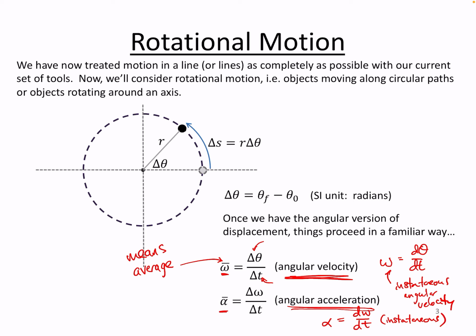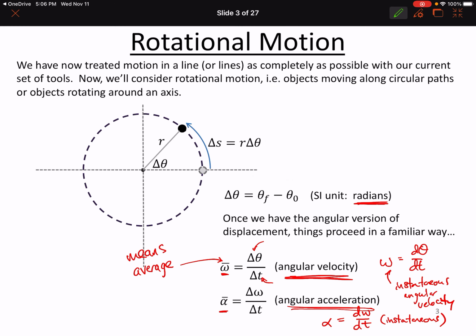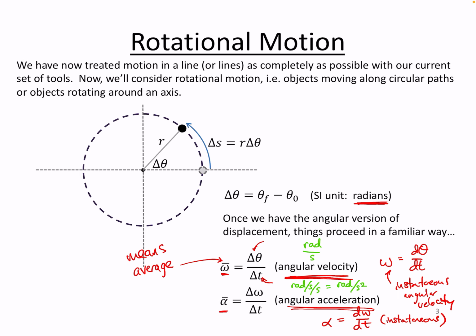The other thing I should point out is the standard units of these things, though you can certainly figure that out. Once we know that the standard unit for angular displacement is the radian, then we know that the standard unit of angular velocity is radians per second, because we always measure delta t in seconds. And the angular acceleration has standard units of radians per second per second, which is just radians per second squared.